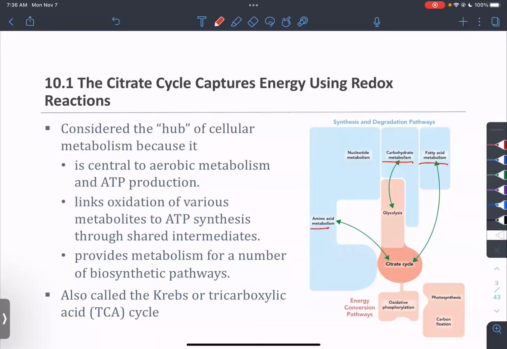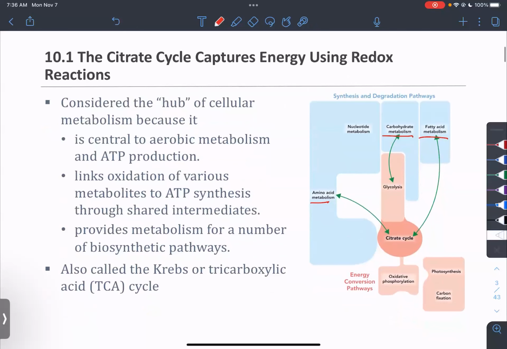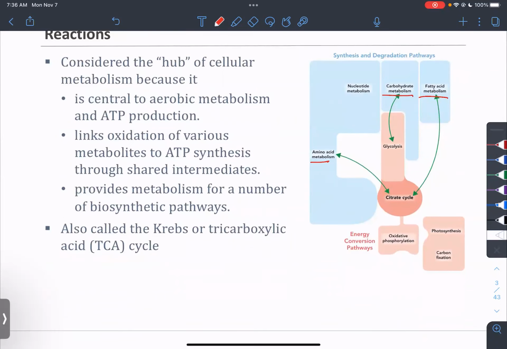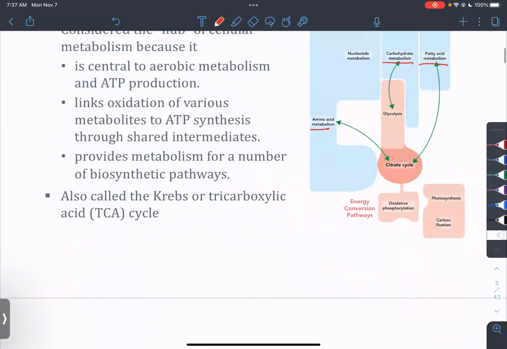So we also call this cycle the Krebs cycle, or the tricarboxylic acid cycle, right? And I prefer to say the citrate cycle, and the reason that I prefer the citrate cycle is because it tells you about the product of the very first reaction, which is really, I feel like, more helpful than Krebs, which is a person who discovered it, and the tricarboxylic acid tells you about the structure of the molecule, but it doesn't tell you the substrate.